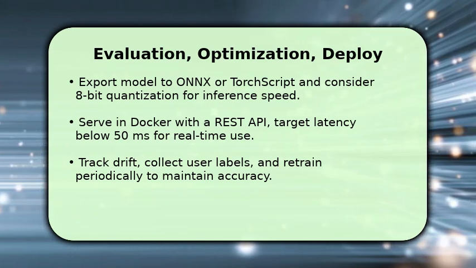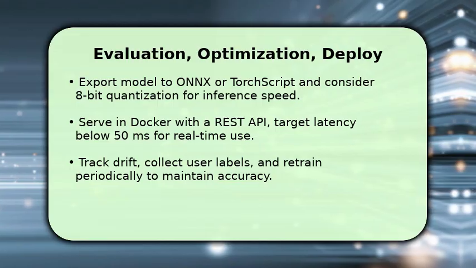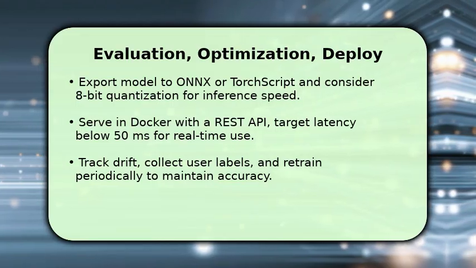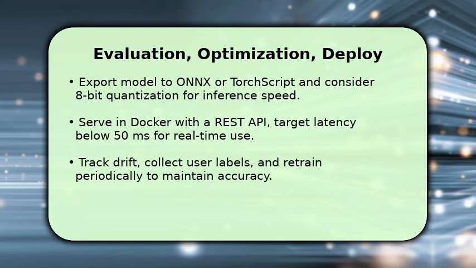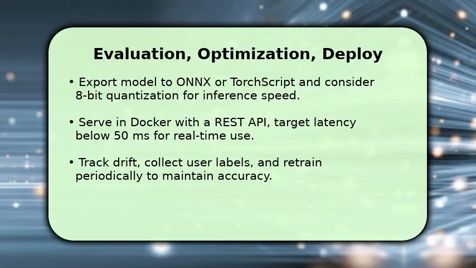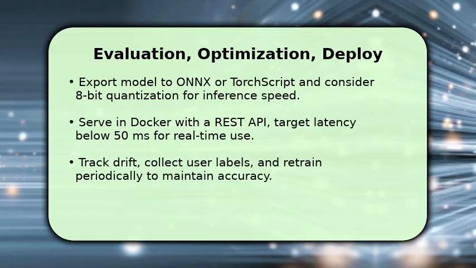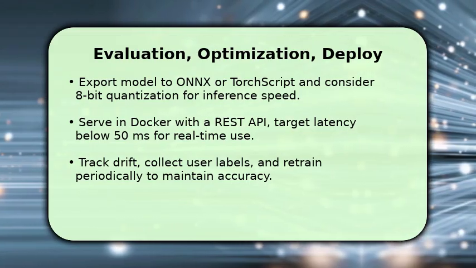Export the model to ONNX or TorchScript and consider 8-bit quantization for faster inference and smaller memory. Benchmark latency and throughput. For real-time APIs, target latency below 50 ms per request on production hardware. Package the model with a serving stack in Docker and expose a REST endpoint with batching support.